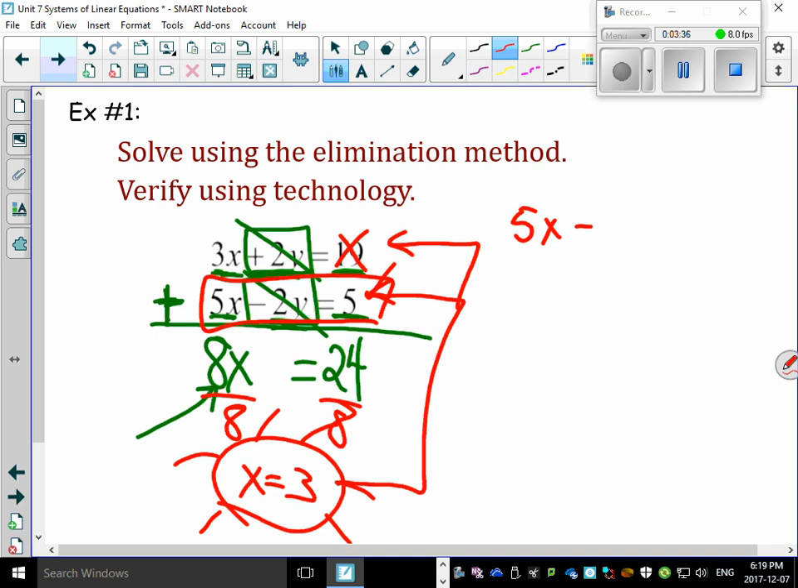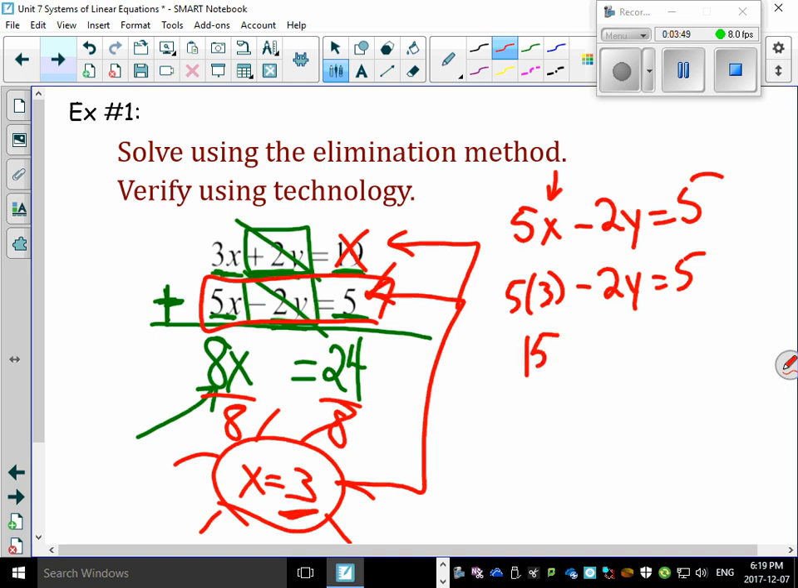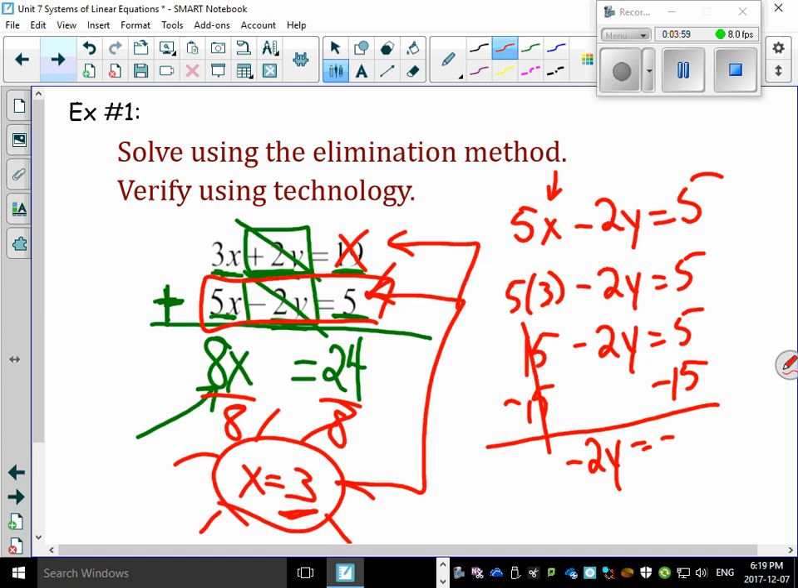So look, 5x minus 2y equals 5. My x is 3. I'm going to put that in right here. 5 times 3 minus 2y equals 5. 5 times 3 is 15, minus 2y equals 5. Subtract 15 from both sides. That cancels, leaving me with minus 2y equals minus 10. Divide by minus 2, divide by minus 2. I got y equals, look at this, a pretty number of 5. So awesome, I've got my solution here to be (3, 5).